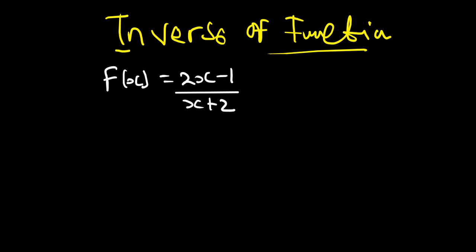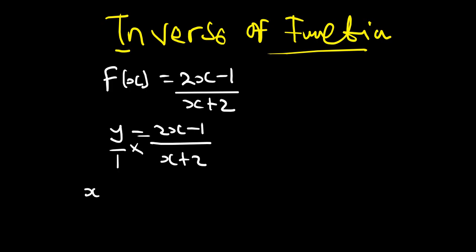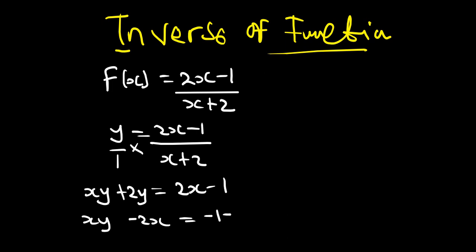As usual, this is going to be y is equal to (2x minus 1) divided by (x plus 2). This over 1, cross multiply, we're going to have xy plus 2y is equal to 2x minus y minus 1, and then you take all the terms with x on your left, so it will be xy minus 2x is equal to minus 1 minus 2y. Factorize the x from here. We're going to have x(y minus 2) is equal to minus 1 minus 2y.